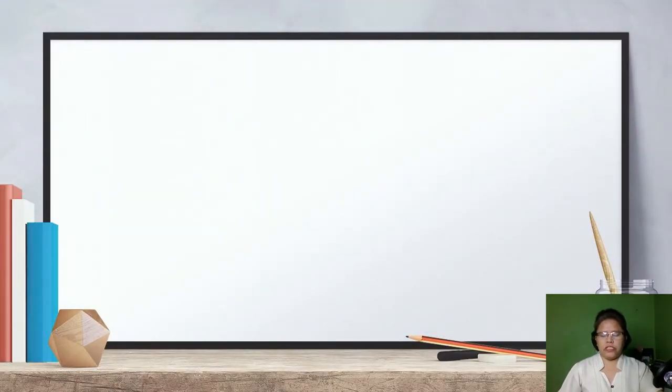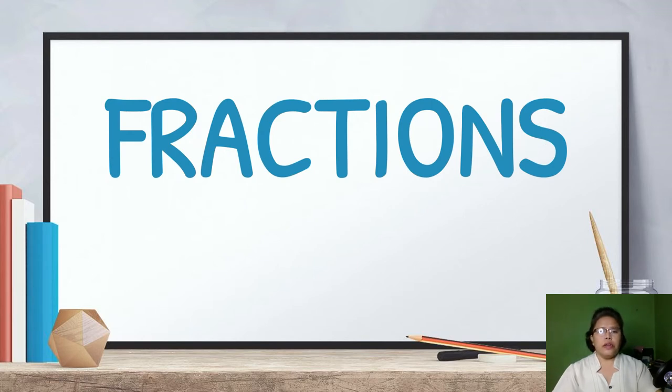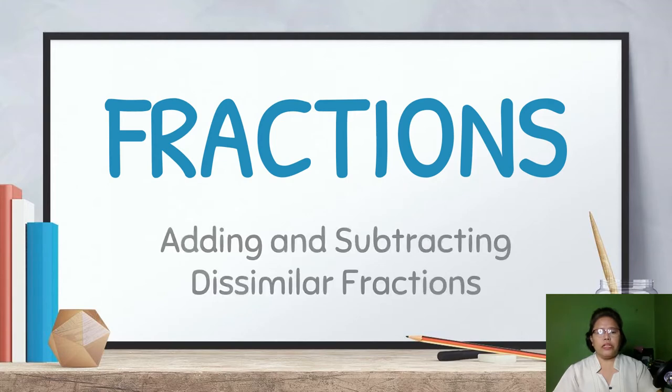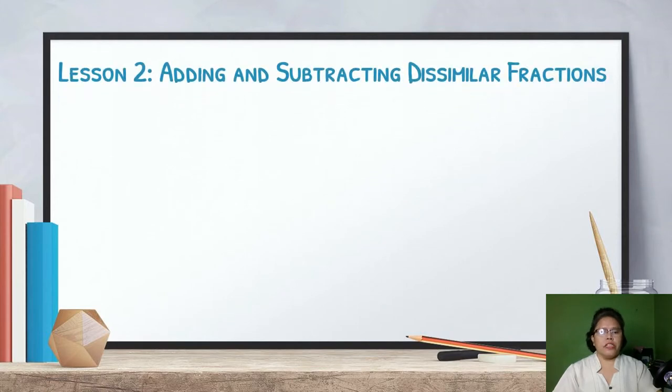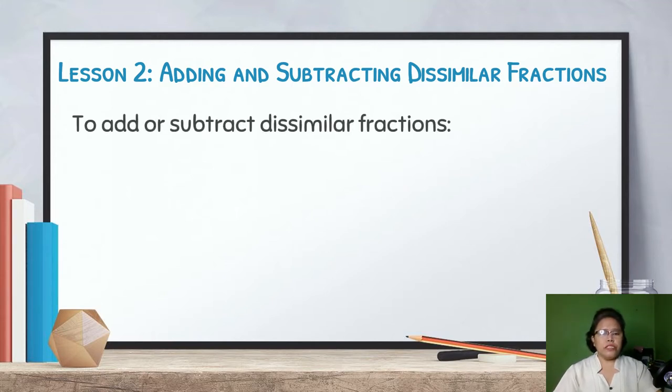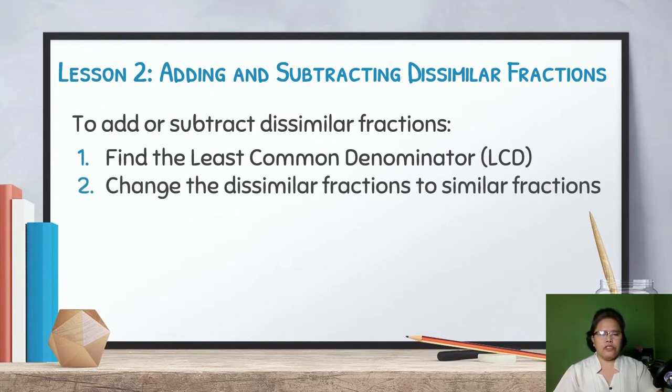Fractions, and this is actually a continuation of the module in the first quarter, week one. This is all about adding and subtracting dissimilar fractions. This is lesson two, adding and subtracting dissimilar fractions. To add or subtract dissimilar fractions, we need to find the least common denominator or LCD, and then change the dissimilar fractions to similar fractions.